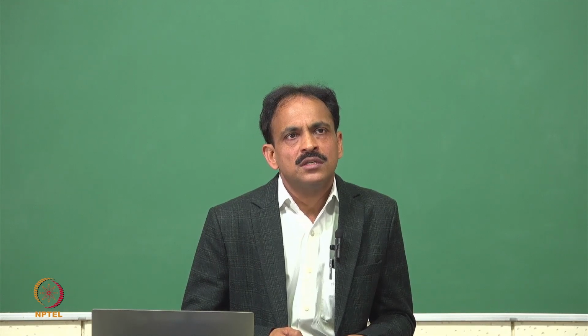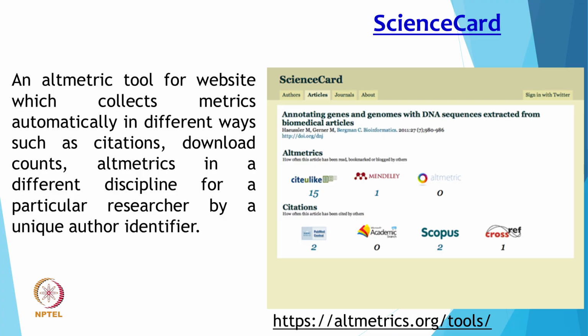Now, the next one is Science Card. Science Card is an automatic web tool which collects metrics automatically in different ways, such as citations, download counts, and altmetrics in different disciplines for a particular researcher by a unique author identifier.